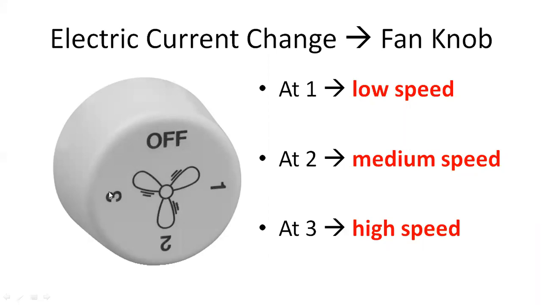Now I want your responses very fast. Okay? Do you agree that at 1 there will be low speed, at 2 medium, and at 3 high speed of the fan? Give me response so that we can move one by one. Okay, good.